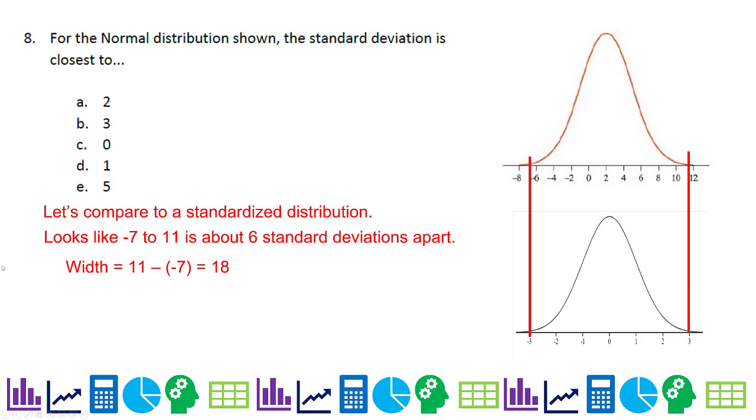Let me do my laser pointer so you can see what I'm saying. So this top width right here, from here to here, is about 18, which is 6 standard deviations apart. So we divide by 3, and we get, oh, each one of these standard deviations must be close to 3.